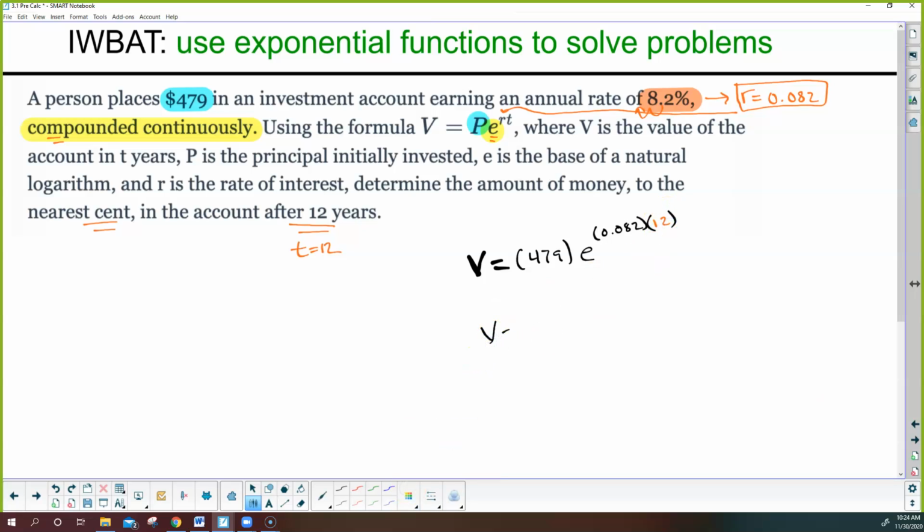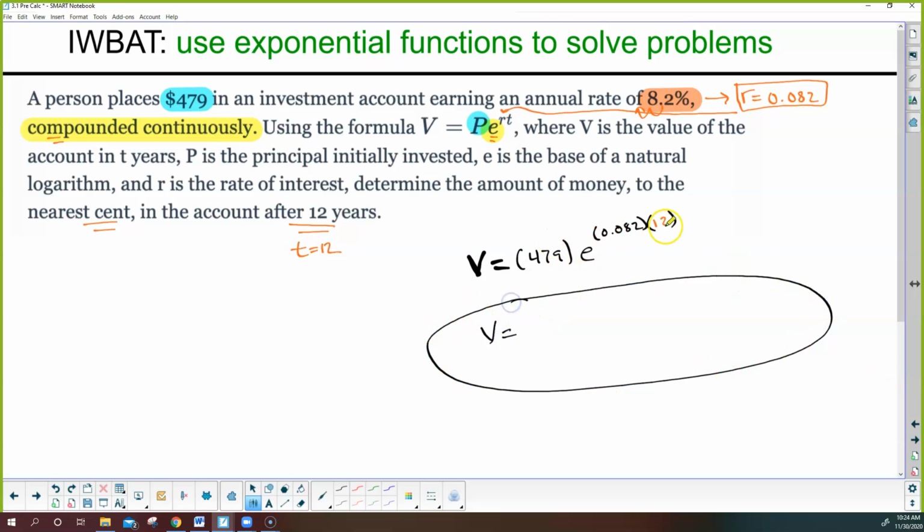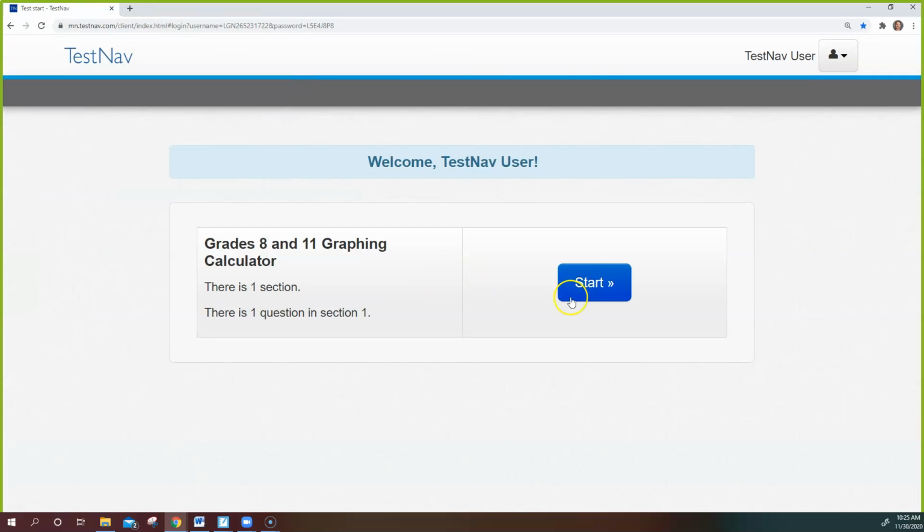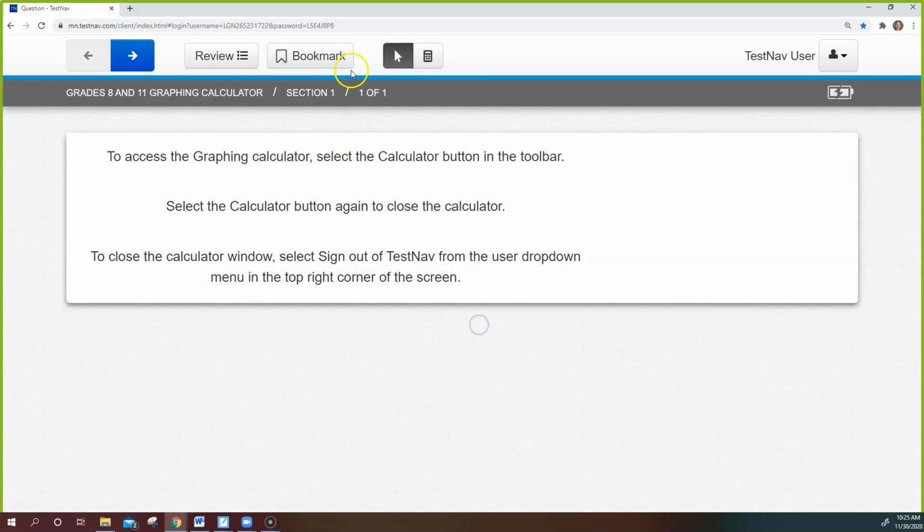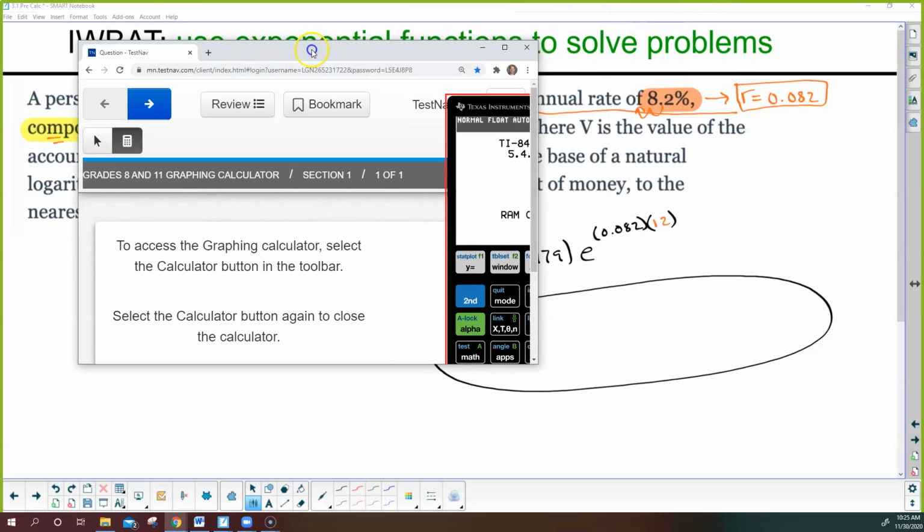So what I would like you to do is grab your calculator right now. And once you write this out, then everything else is just plug it into your calculator. I'm going to show you how I would do this as soon as I get my calculator up. All right, so give me 1 second. This is just a calculator simulator.